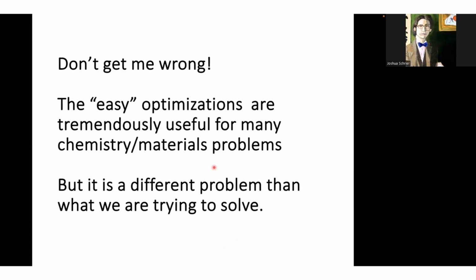I guess what I want to say is, the first part of the talk was telling you about easy stuff, and simple things work really well at the easy stuff. It's tremendously valuable for your bench chemist, who's trying to fumble their way to discover a new material. But there's a different problem that we want to solve if we want to find something that is really exceptional, right?